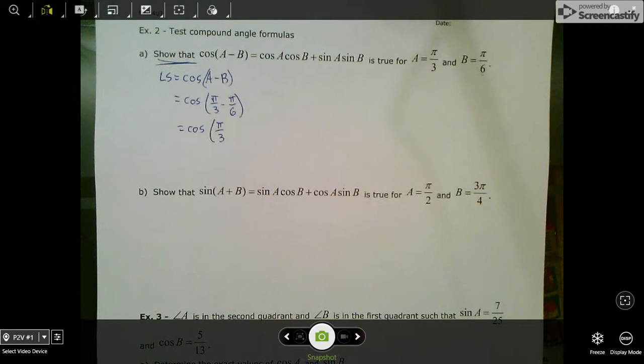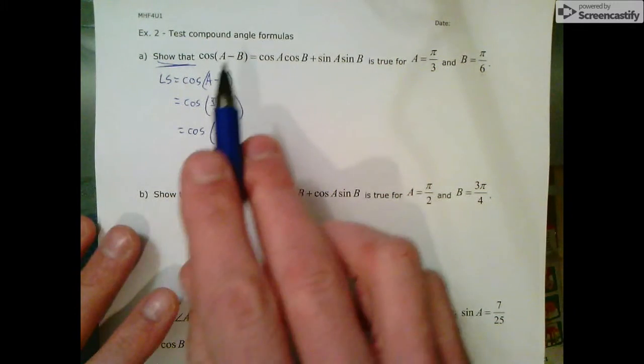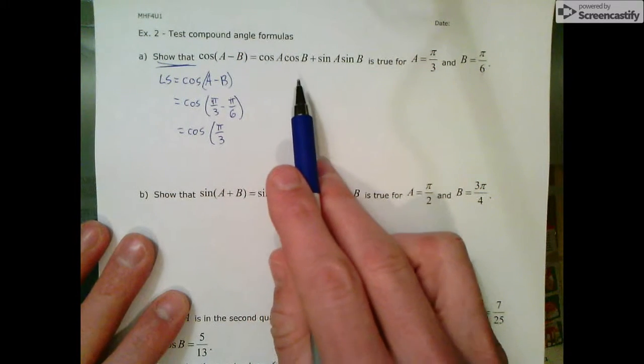Hi guys, we're back. So this is part 2 of the compound angles lesson. This one's going to be a lot shorter than the first one. As you remember, I just was about to show that cos of A minus B is equal to the cos of A times cos of B plus the sine of A times the sine of B.